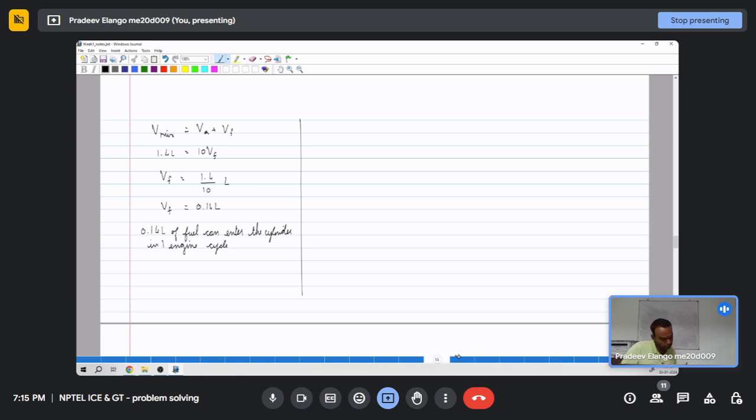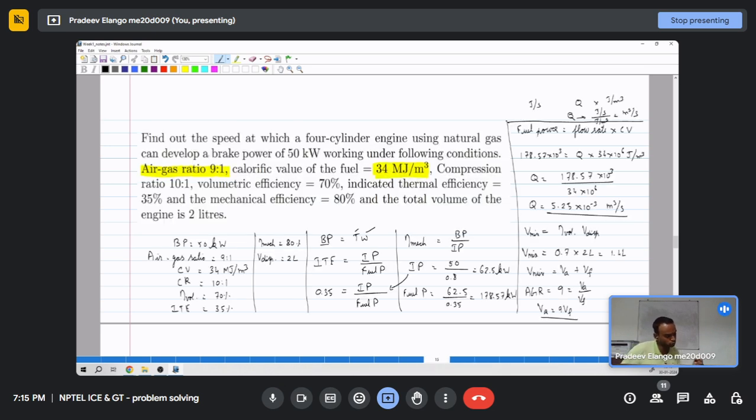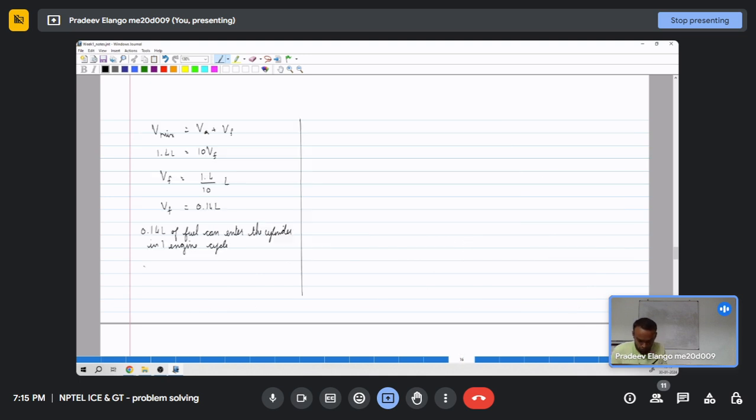But we need 5.25 into 10 power minus 3 meter cube, which will be 5.25 liters, right? So we need 5.25 liters per second of fuel to develop the required power.